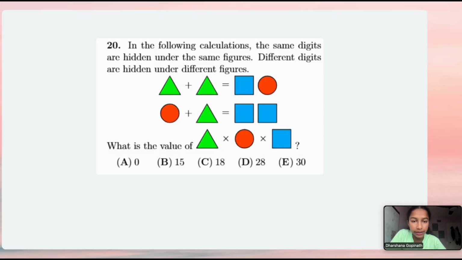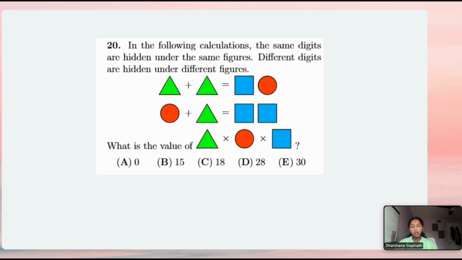In the following calculations, the same digits are hidden under the same figures, and different digits are hidden under different figures. Triangle plus triangle equals square circle. Circle plus triangle equals square square. What is the value of triangle times circle times square?